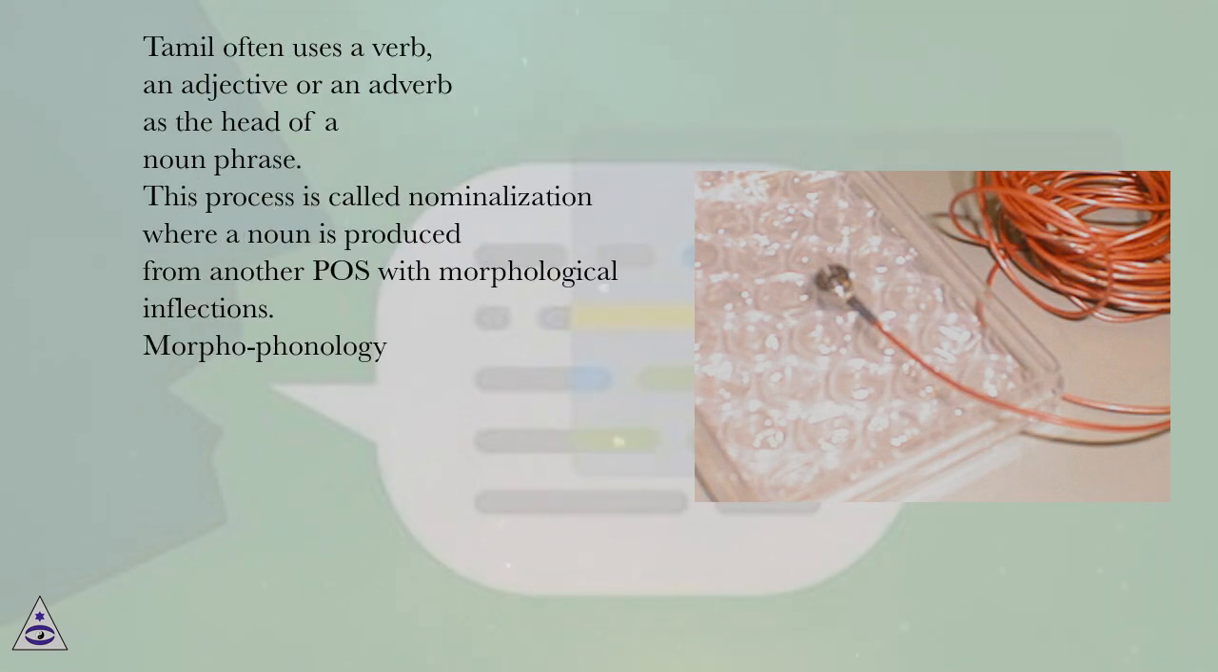Adjectives and adverbs are generally obtained by attaching the suffix to noun forms respectively. Tamil often uses a verb, an adjective or an adverb as the head of a noun phrase. This process is called nominalization, where a noun is produced from another part of speech with morphological inflections.